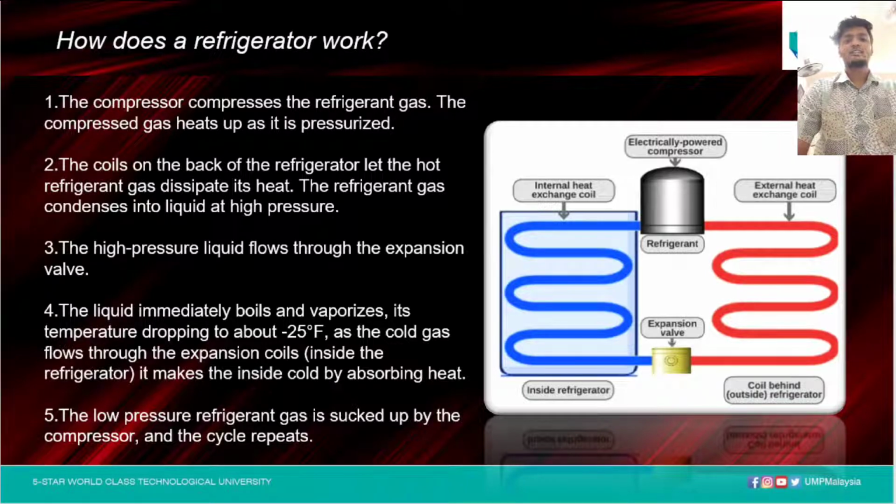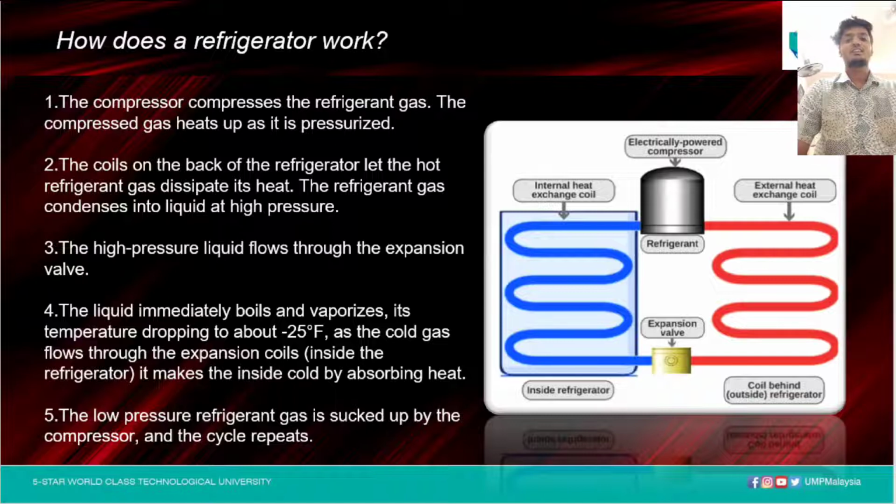Now, let's see how a refrigerator works. First, the compressor compresses the refrigerant gas, and then the compressed gas heats up as it is pressurized. Second, the coils on the back of the refrigerator let the hot refrigerant gas dissipate its heat. The refrigerant gas condenses into liquid at high pressure.